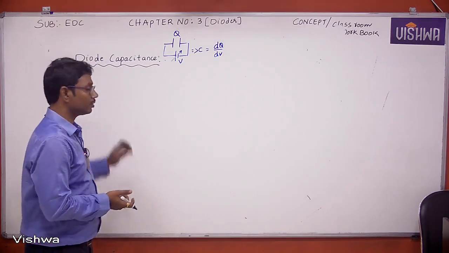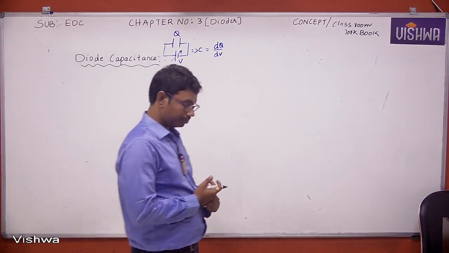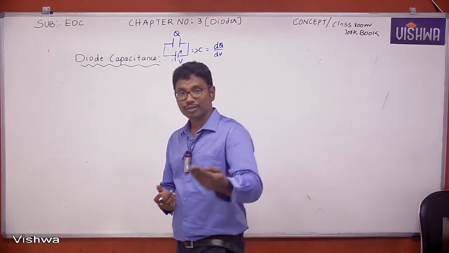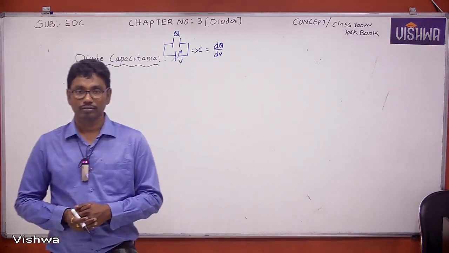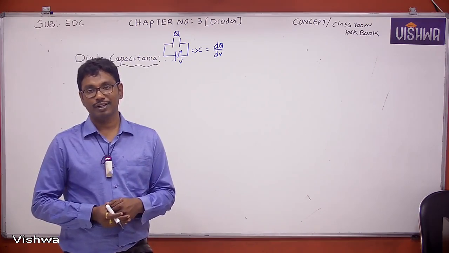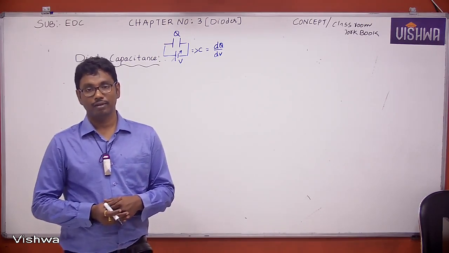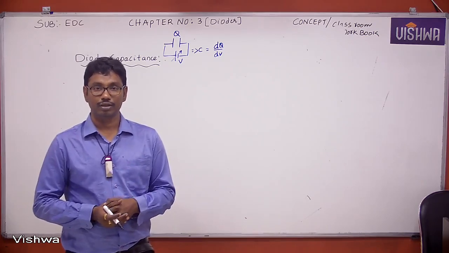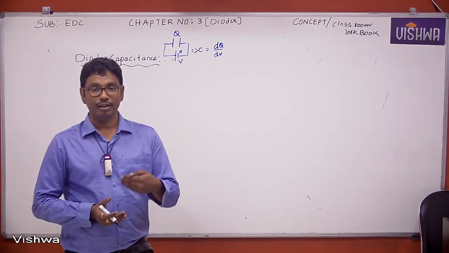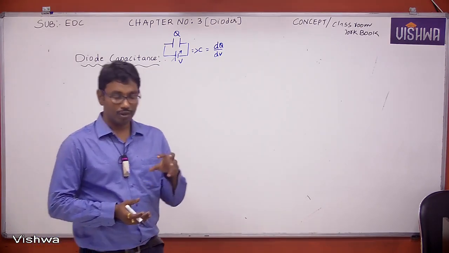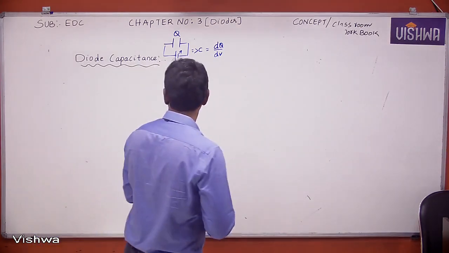Write down first. A diode exhibits two types of capacitance. The first one, transition capacitance, and the second one, diffusion capacitance. Put the heading: transition capacitance.